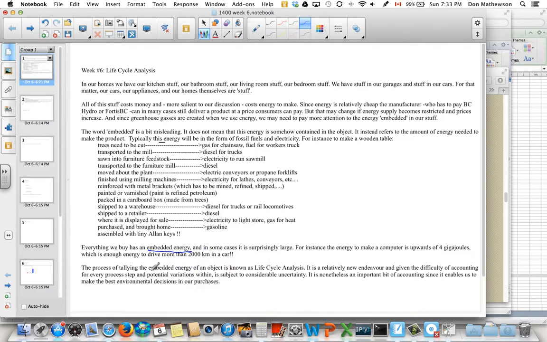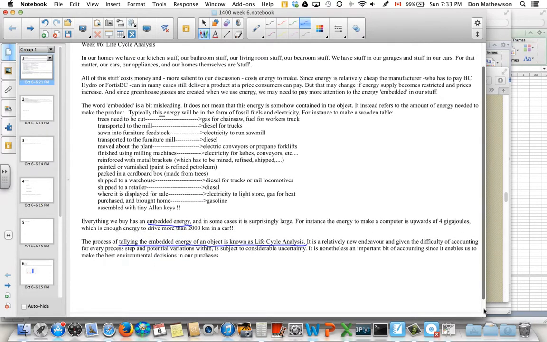Now, the process of tallying up all of this embedded energy is known as life cycle analysis. In life cycle analysis, you also compute other things like the amount of water that's used and the amount of carbon dioxide that's produced. But for our starting point, at least for the first half of the course, when we say life cycle analysis, we're just referring to an energy analysis. How much energy did it take to make the thing?